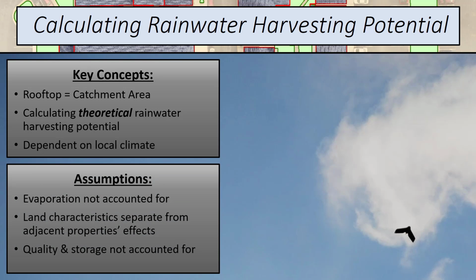There are also a couple assumptions that need to be addressed in order to better understand the numbers we generate. The first assumption is that evaporation is not accounted for. There are formulas out there that can account for it, but for our project goals, it is not necessary. Our second assumption is that the land characteristics from our site are independent from adjacent properties. Therefore, we are not addressing any influences from neighboring land.